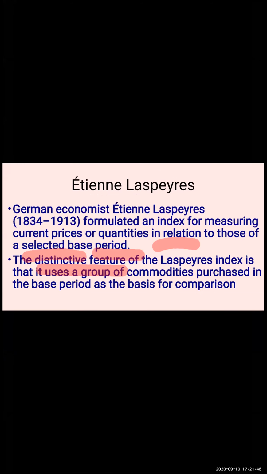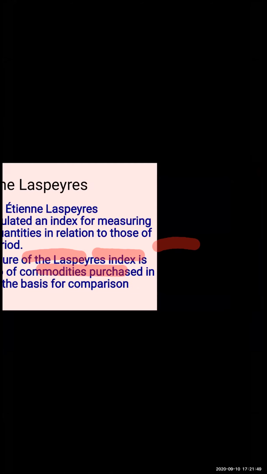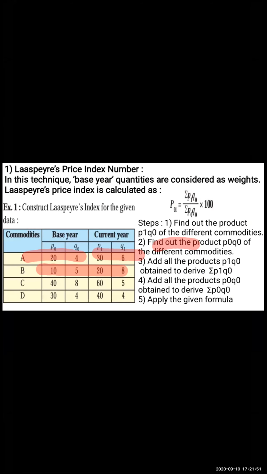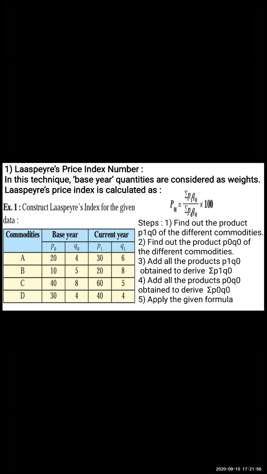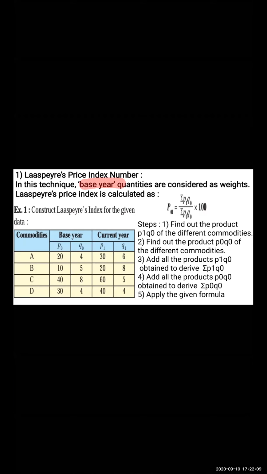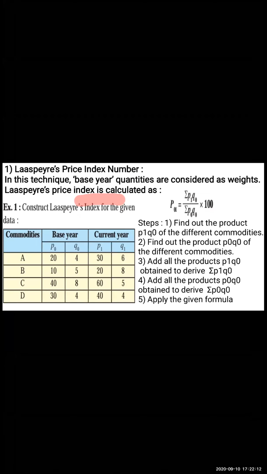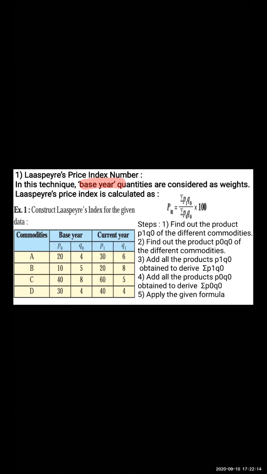Okay, so let's continue. Now, this also you all are going to solve. I have given you the questions. I'll be telling all these steps. First, just remember this in your mind, that in Laspeyres's price index, base year quantities are considered as weight. Whenever we calculate, we keep the quantity common. We are going to take the variable of base year's quantity.